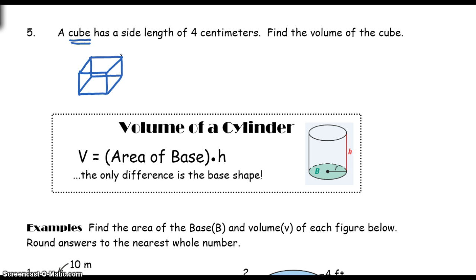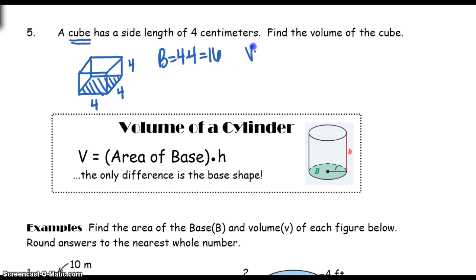And if you need to pause it and draw it, you go ahead and do that. That's fine. And a cube has all the same dimensions. So this would be 4, this would be 4, and this would be 4. So it says find the volume. So first we have to find the area of this base. And the area of that base would be 4 by 4. So B would equal 4 times 4, which is 16.